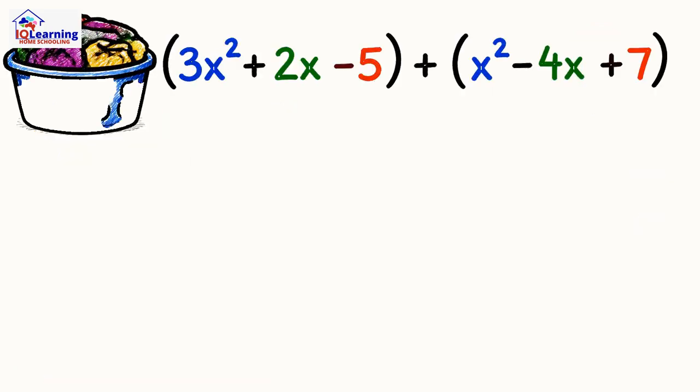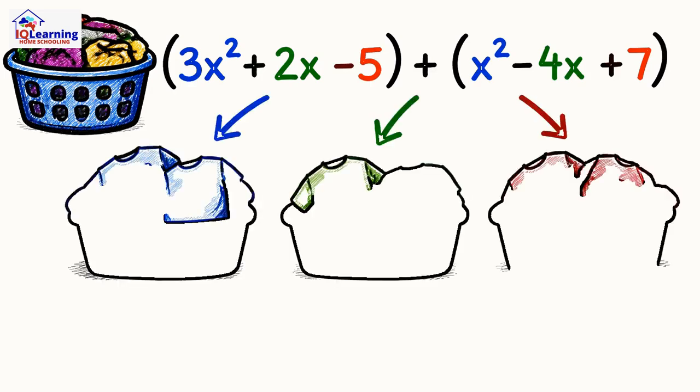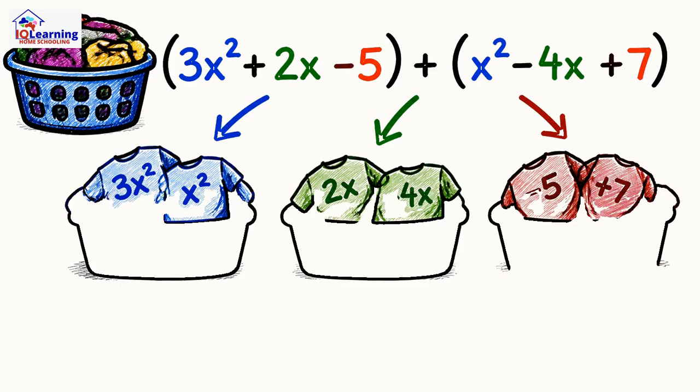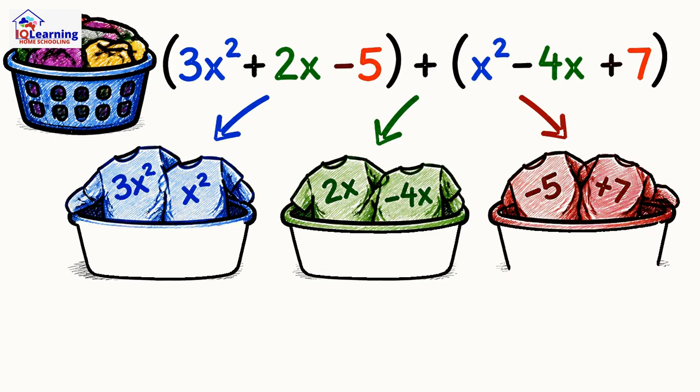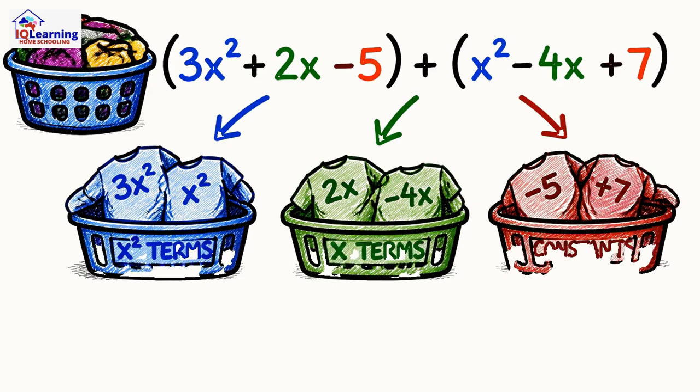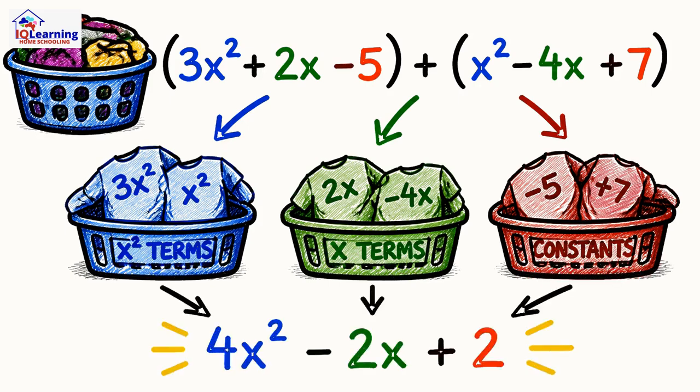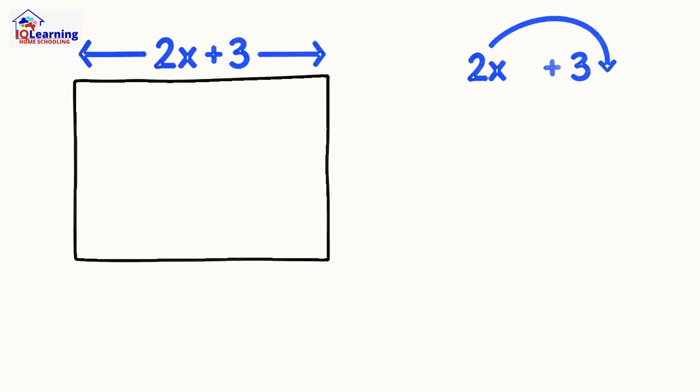Now for the fun part, making them work. Adding polynomials is like sorting laundry. You just combine like terms, grouping all the x squared terms together, all the x terms together, and all the plain numbers. Multiplication is a bit more involved.